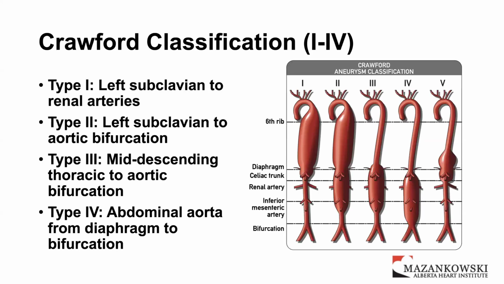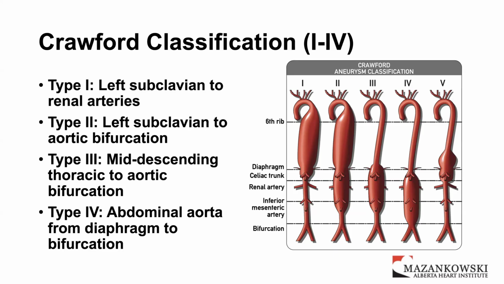So the Crawford classification, there's 5 listed here, but there's 4 that we do have to focus most commonly on. Type 1 goes from just beyond the left subclavian down to the diaphragm, or by definition down to the renal arteries, but most often these are limited to the chest. Type 2 have the greatest level of aortic involvement. Type 3 goes from the distal thoracic aorta into the abdomen. And type 4, we don't see too many type 4s over at the Mazankowski or in the cardiac surgery realm, because the vascular surgeons are taking care of a lot of these on their own.